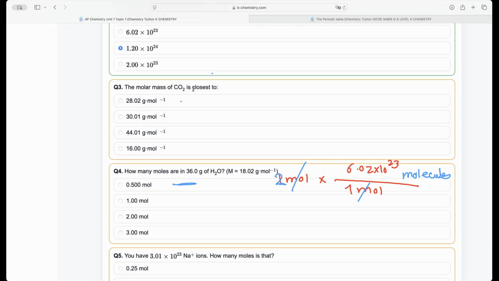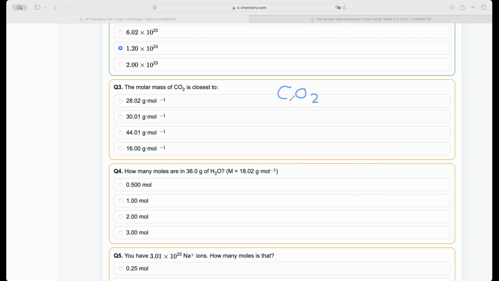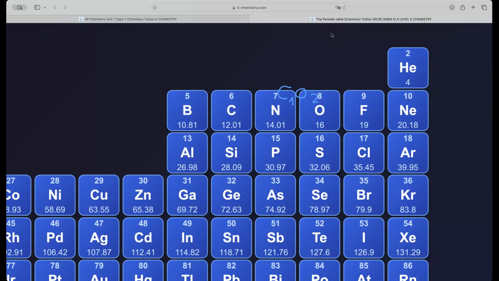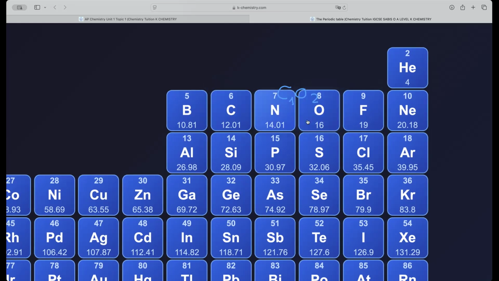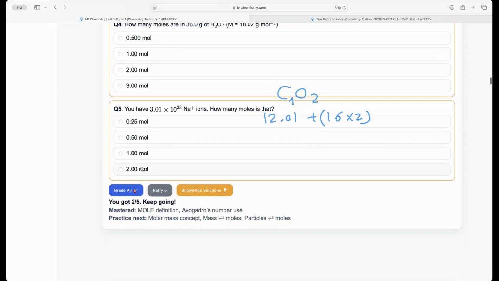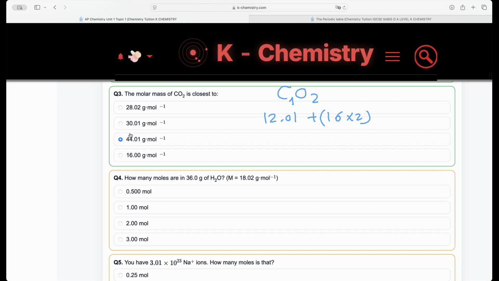I can say the molar mass of CO2 is closest to this. Let's see CO2. CO2 means 1 carbon atom and 2 oxygen atoms. There is a number here that's hiding. So 1 carbon and 2 oxygens. Let's have a look. The carbon from the periodic table is 12.01 and oxygen is 16. So I'll just add them together: 12.01 plus 16 multiplied by 2. If I do this in the calculator, I will get 44.01. And if I check, I will find that this is the correct answer. Yes, it's the correct answer.